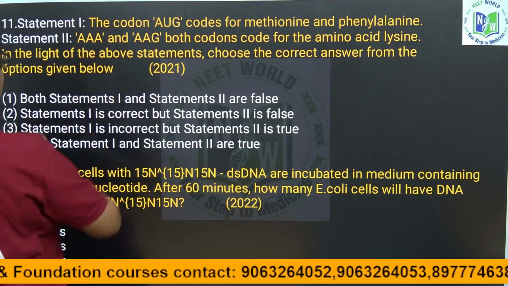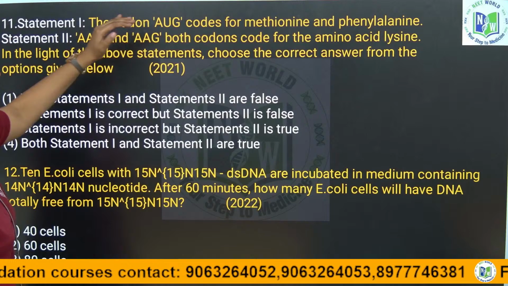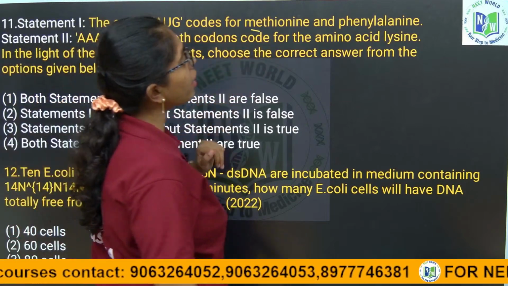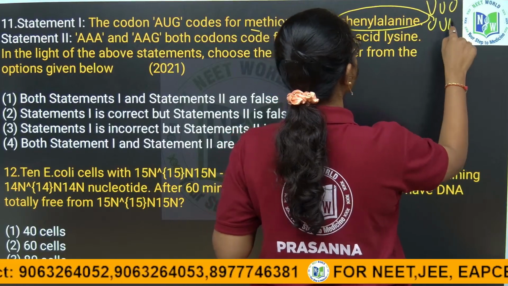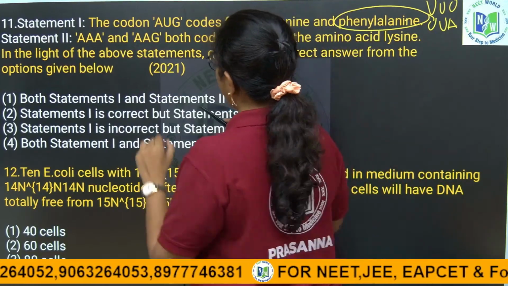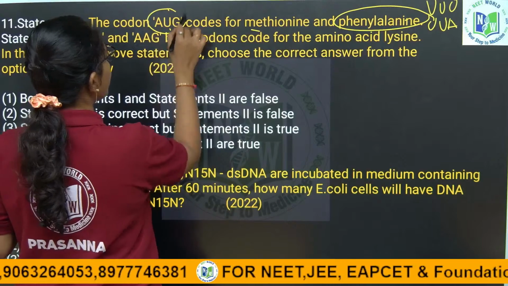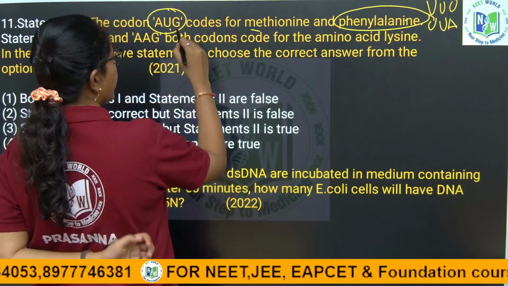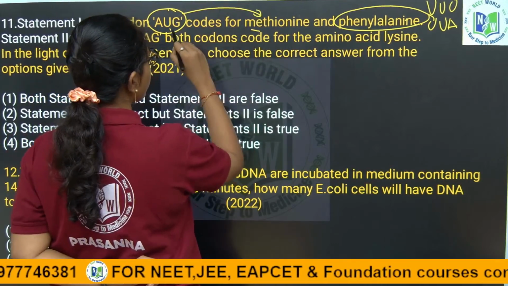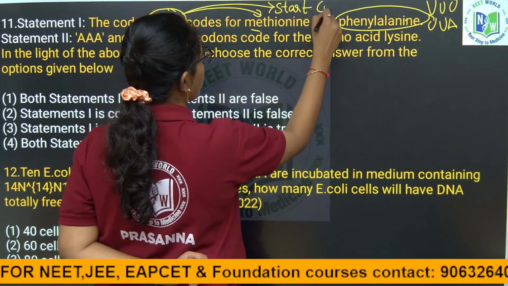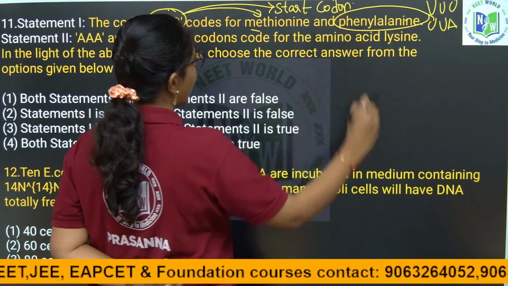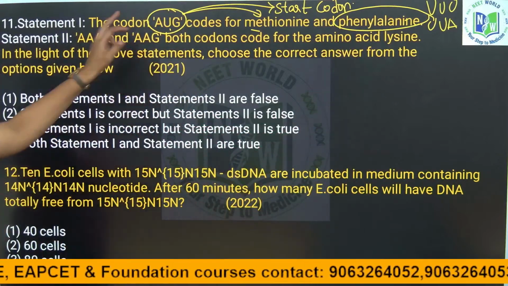Here, if you see statement 1, the codon AUG codes for methionine and phenylalanine, wrong. If it is UUU or UUA, that will be for phenylalanine. AUG will have a dual function, wherein on one side it will be coding for methionine, and on the other side it acts as the start codon. It plays a dual function.